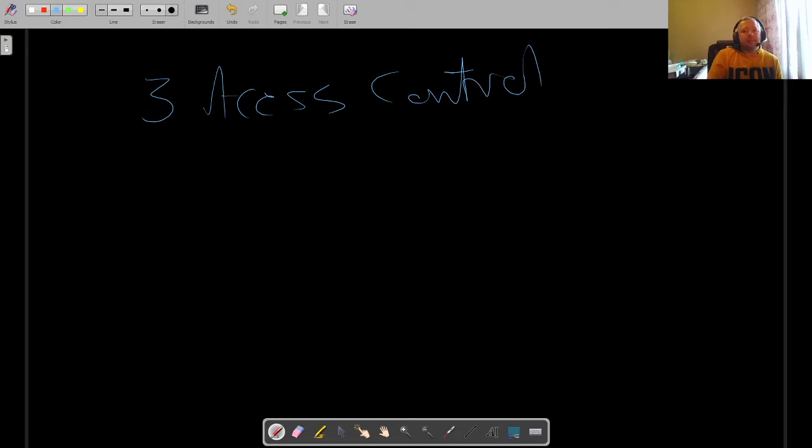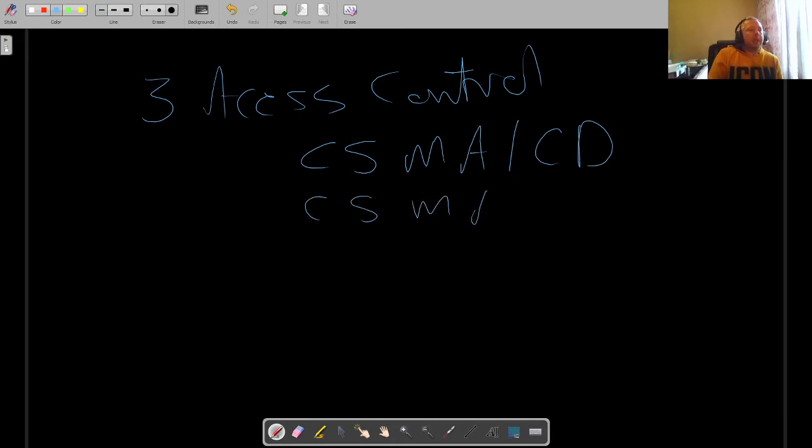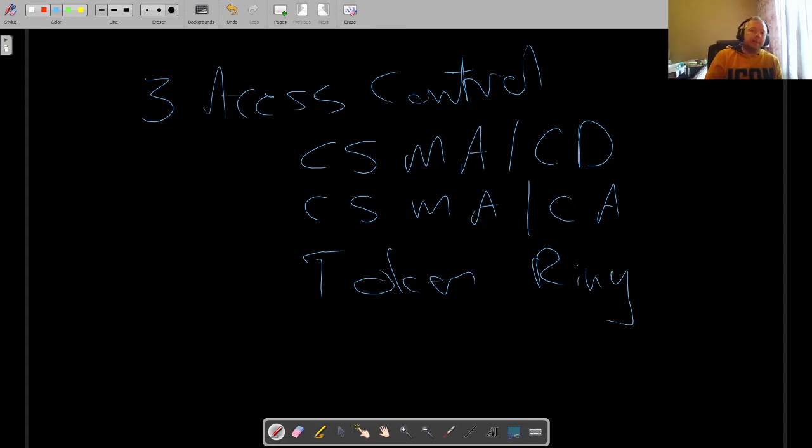Now, in networking, there are three main access control methods that we are going to be looking at. Okay, the first one is called CSMA/CD. Then we have one called CSMA/CA. And then lastly, we're going to be looking at something called token ring. So these are the three main ways that data is controlled when it's sending or receiving. So we're going to start with the first one, CSMA/CD. So let's have a look at it.